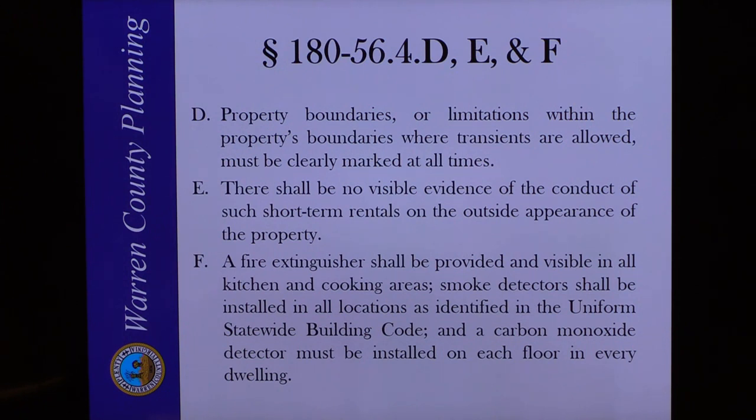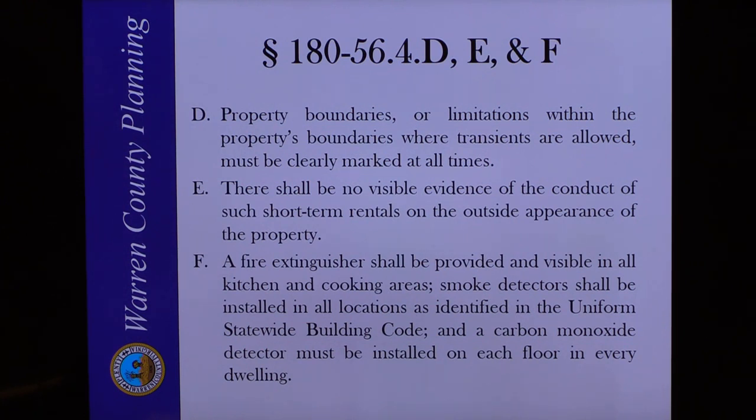We go out and inspect the property prior to them starting the short-term rental to make sure that people will be able to tell where the property lines are. Also, the property management plan has to be on file, and it's usually attached to the rental contract. It typically has a map of the property showing the boundaries. There should be no visible evidence of the conduct of the short-term rental outside the appearance of the property. We usually don't have a problem with that.